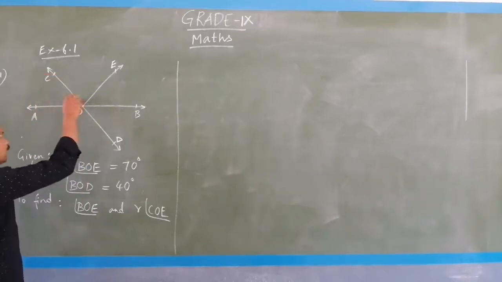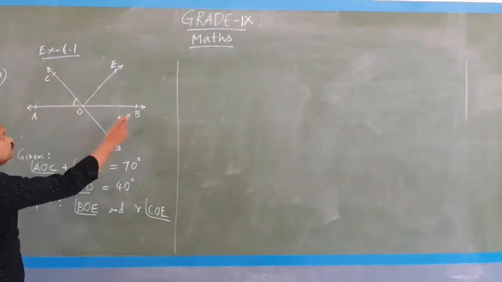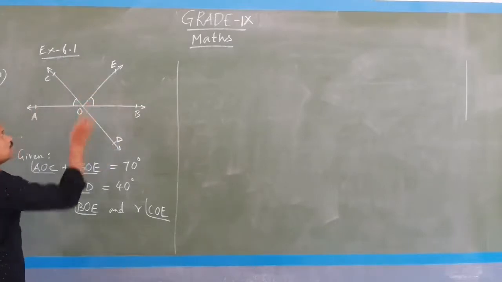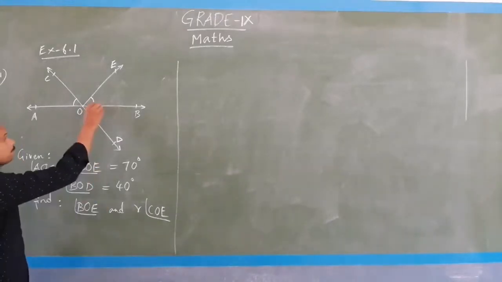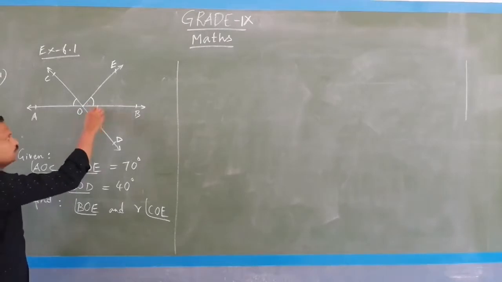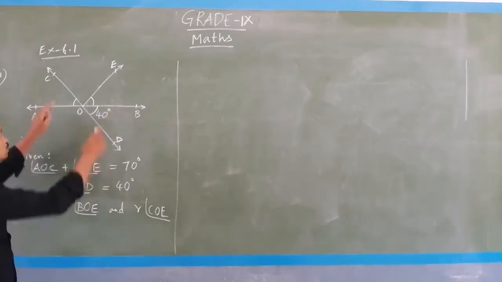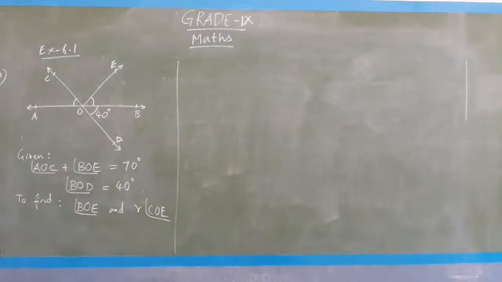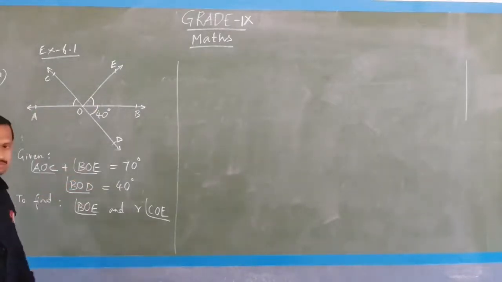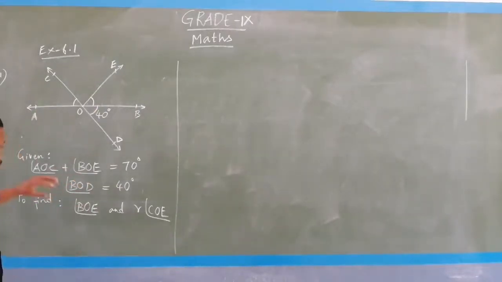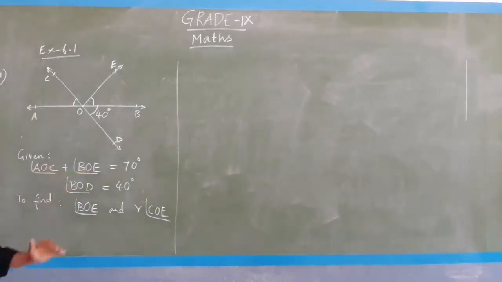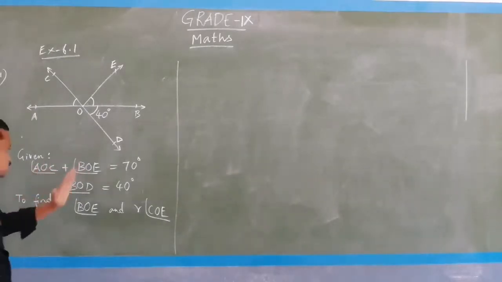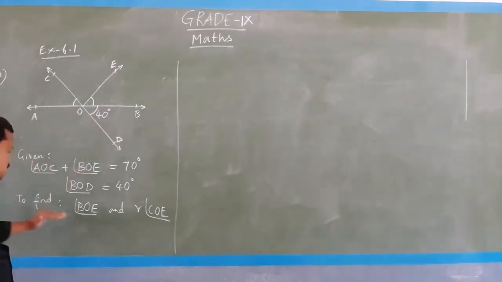So, given angle AOC in addition with BOE, what are they? AOC, this angle, and BOE, this angle. If you add, we get 70 degrees, and BOD, this alone they have given, 40 degrees. But these two together are 70 degrees. We do not know the angle measure of AOC and BOE separately, but together 70 degrees.